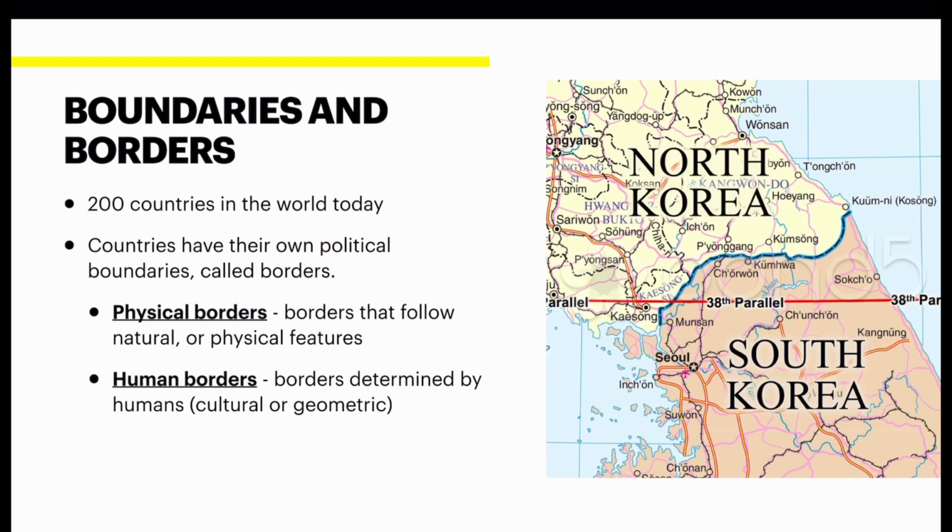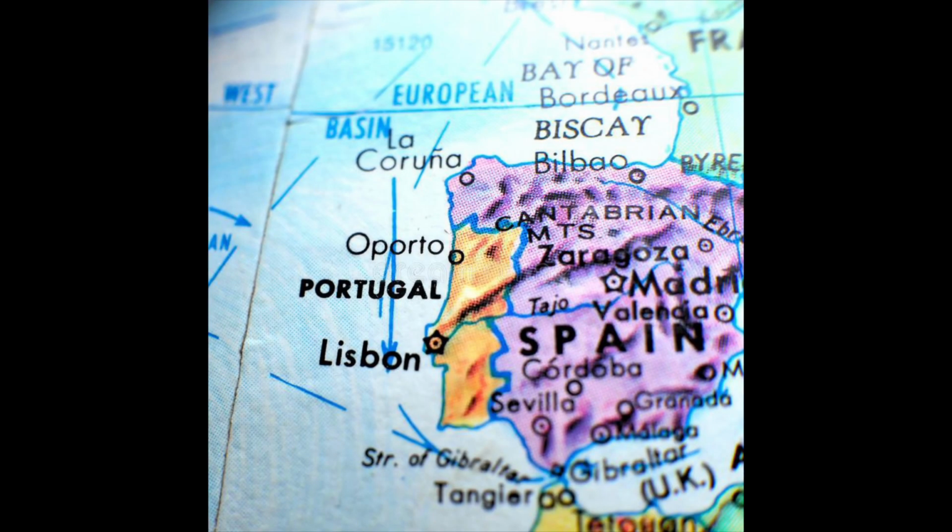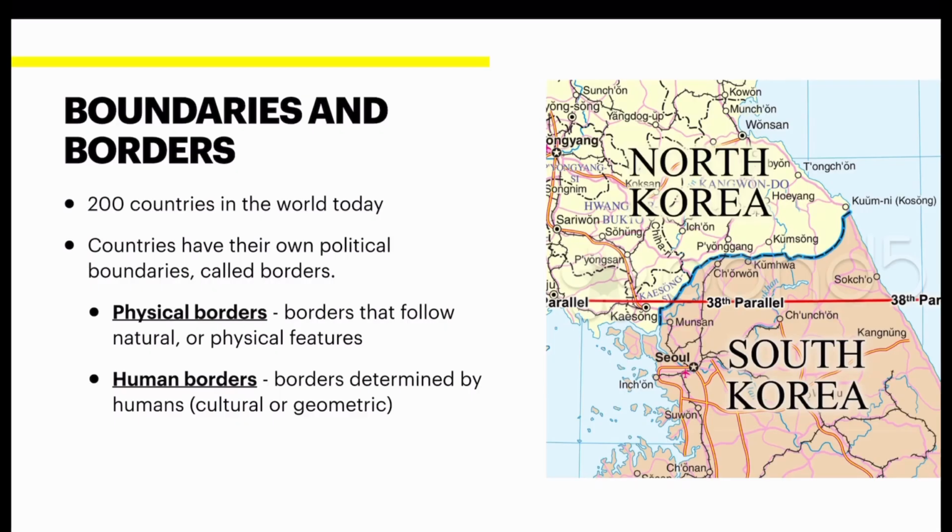A second type of border that we have are called human borders. These are borders that are not determined by the physical landscape, but instead are created by humans. There are two types of human borders. One is cultural borders, and these are based on cultural traits, such as language or religion. The border between the mostly Muslim Pakistan and mostly Hindu India was established along religious lines. The borders between Portugal and Spain are a cultural border that is based on language.